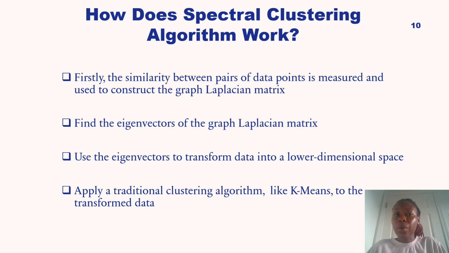How does this algorithm work? Firstly, the similarity between pairs of data points is measured and used to construct the graph Laplacian matrix, and then the eigenvectors of this matrix are found, and then the eigenvectors are used to transform the entire data set into a lower dimensional space. And lastly, we apply a traditional clustering algorithm like k-means to the transformed data.